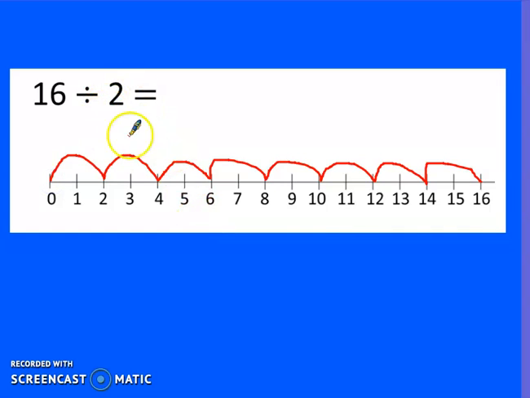How many 2's did we jump? Let's count the jumps we've done. 1, 2, 3, 4, 5, 6, 7, 8. 16 divided by 2 equals 8. Well done if you did that along with me.